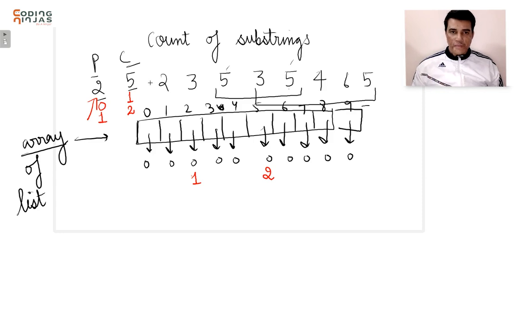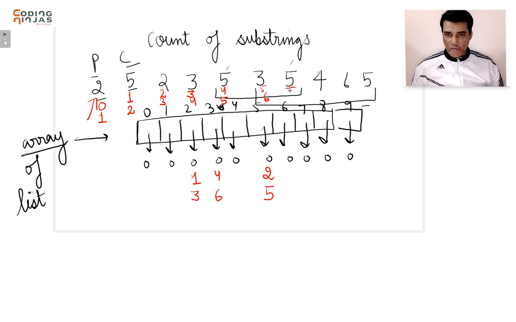Now let's move ahead. The next digit is 3 and the position corresponding to it is 3, so I'll add 3 to its list. The next digit is 3 at position 4, so I'll add 4 to the list of 3. The next is 5 at index 4, position 5, so I'll add 5 to the list of 5. This is index 5, position 6, list of 3. I'll add 6 over here.